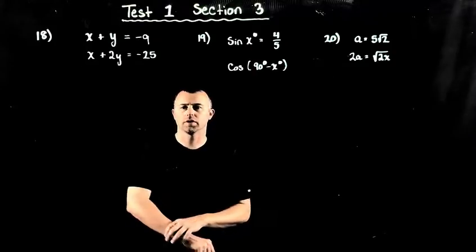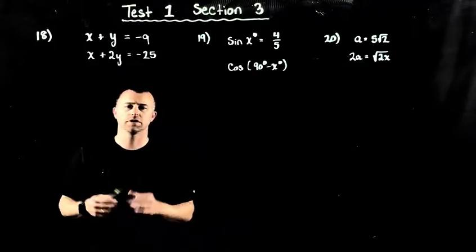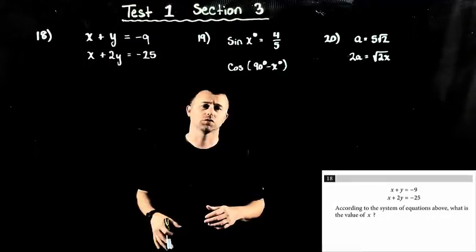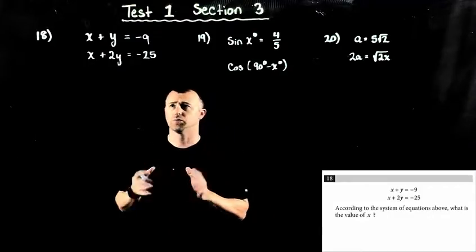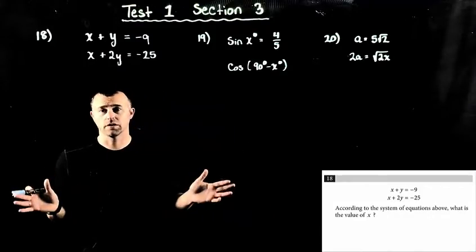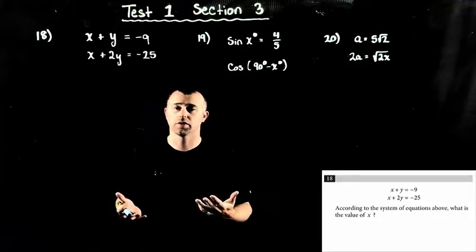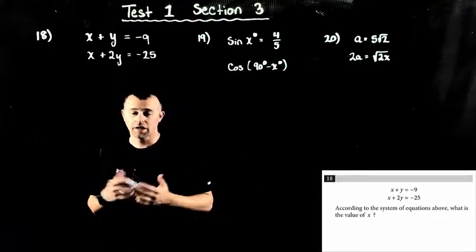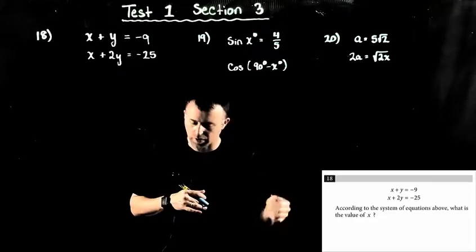All right, so we're going to move on to our last three problems here. Number 18 is first up, and what it is is a straightforward system of equations. This is one where you're probably going to want to use elimination. You could use substitution, but it's set up for elimination. Now, this problem is asking you to solve for x.